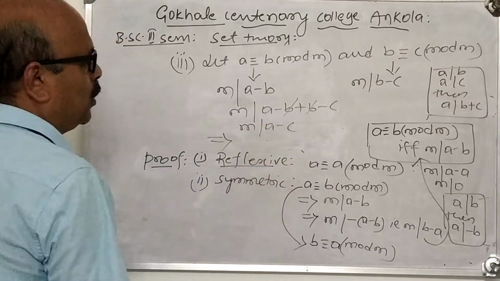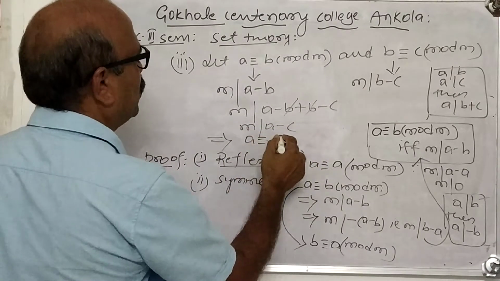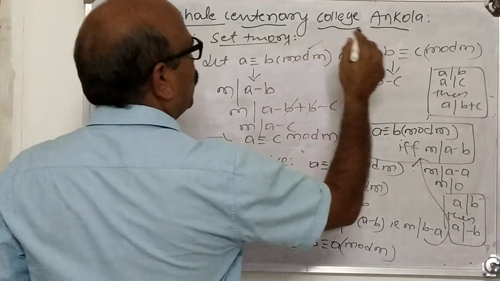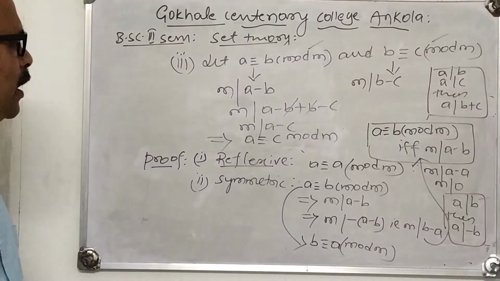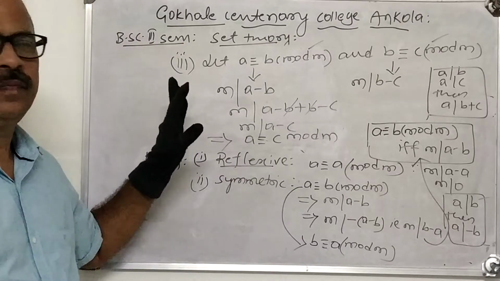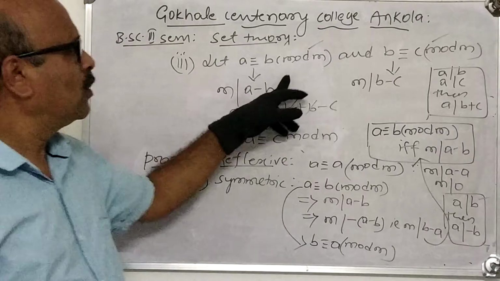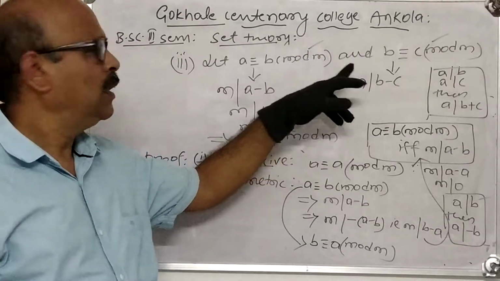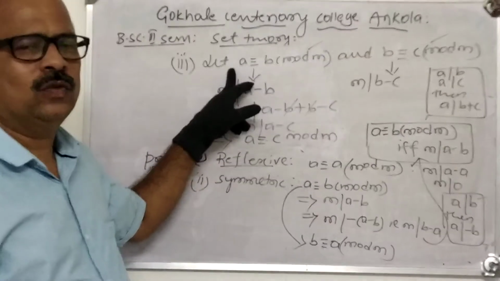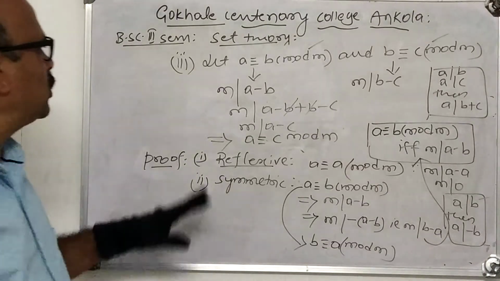By definition of congruent modulo m, m divides a minus c means a is congruent to c mod m. So a is congruent to b mod m, b is congruent to c mod m, implies a is congruent to c mod m. Hence it is transitive. So this relation, a is congruent to b modulo m, is reflexive, symmetric as well as transitive. Therefore this relation is an equivalence relation.